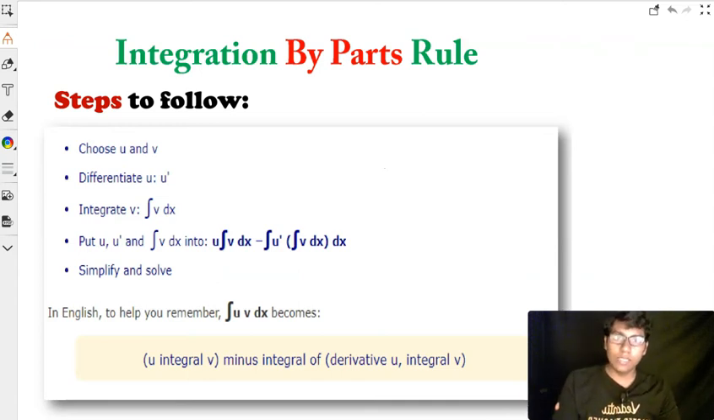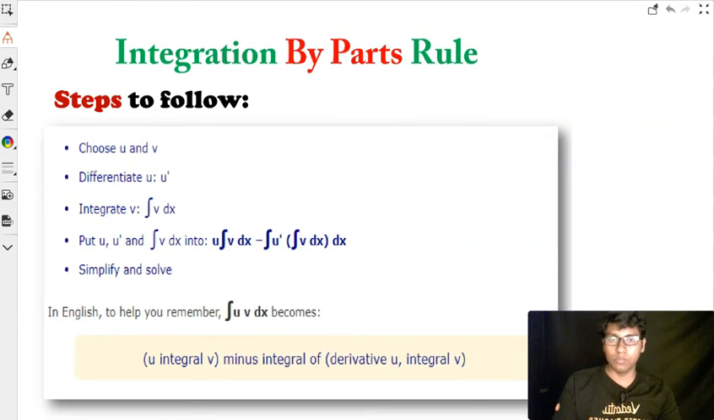So let's see a question here. Say the question is x e to the power x dx. It is a simple question I have chosen. The first step is to choose u and v, and there one rule is very helpful.